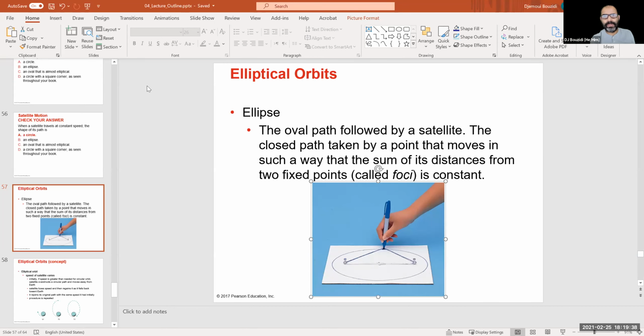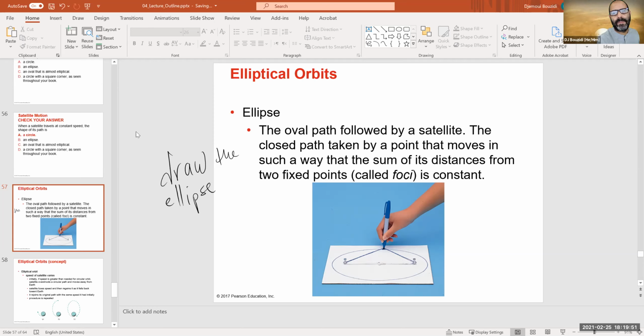Okay, here is your task again. Let me, where is my pen? I still have a pen in here somewhere. Okay. First of all, draw the ellipse, following the instructions that I showed you. Measure the major axis, this distance. Okay, that's step 2. Step 3, measure the minor axis.